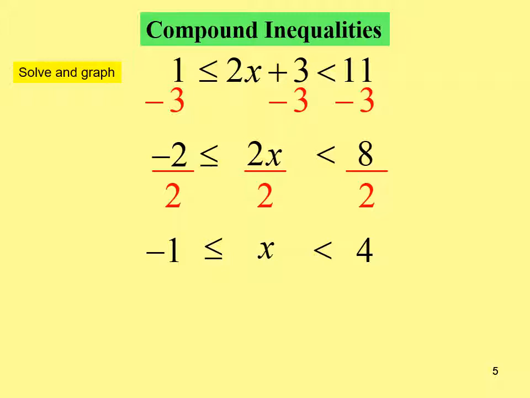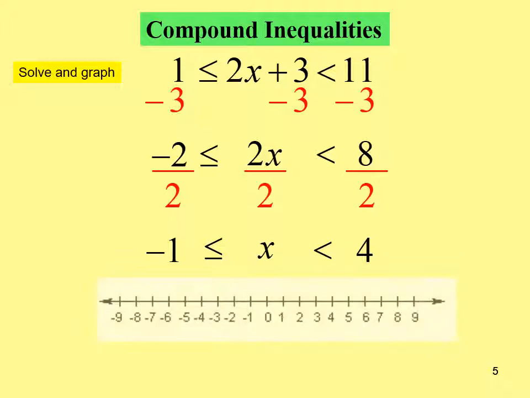To draw the graph of this solution, we'll put a dot at the two numbers, -1 and 4. Notice, since the -1 has this symbol beside it, we have a solid dot. Since the 4 has this symbol beside it, we have the open circle. Since x is in between those, we will shade in between the -1 and the 4.